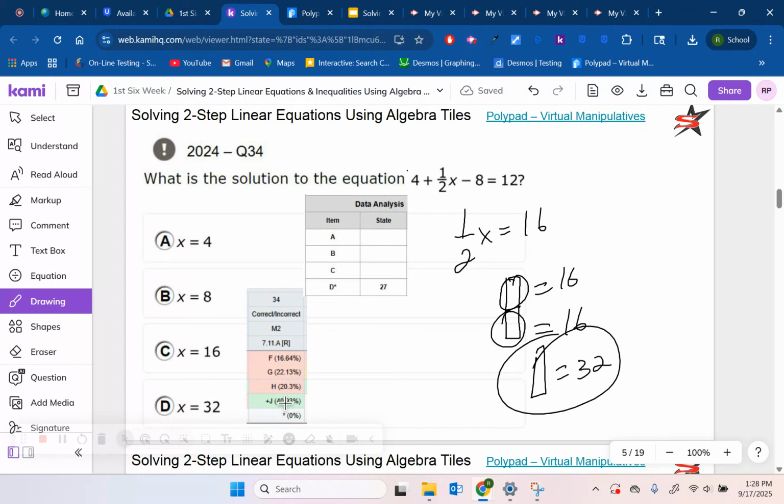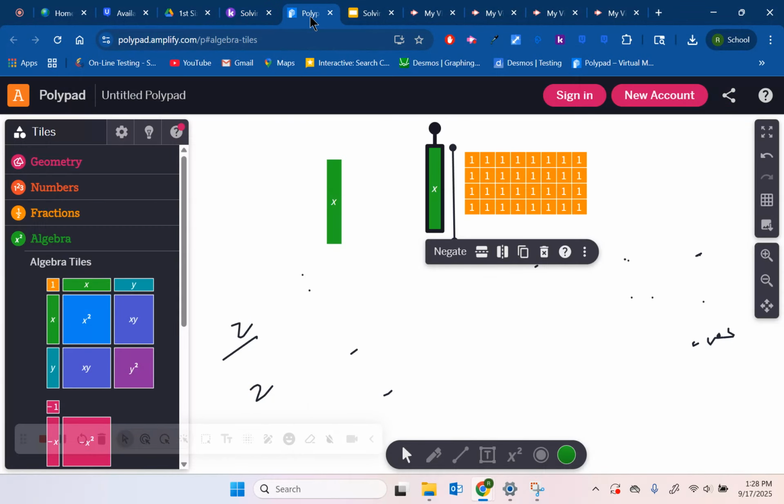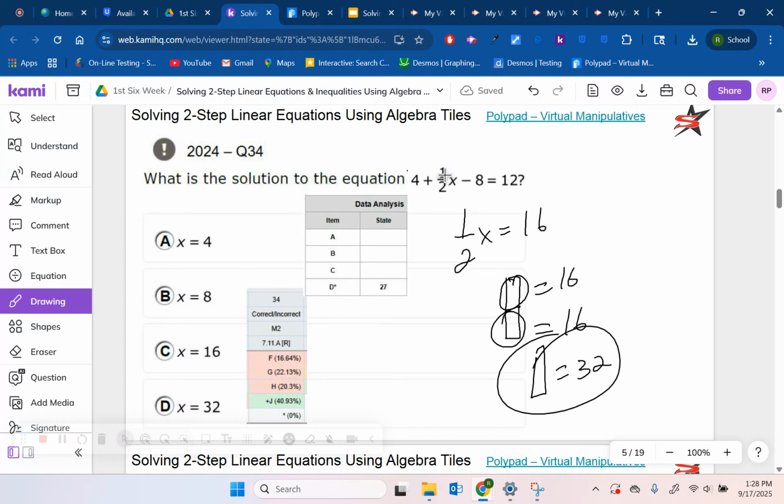I think we can do a lot better than 40%, guys, because that's what we got as a district on this one. But if we use the tiles, we'll destroy this test, man. We're better than 40%. This is in 24, not that far back. 40%. We're better than that. Please use the tiles.